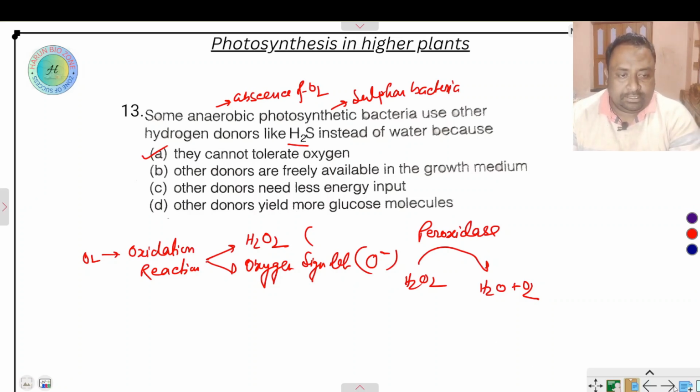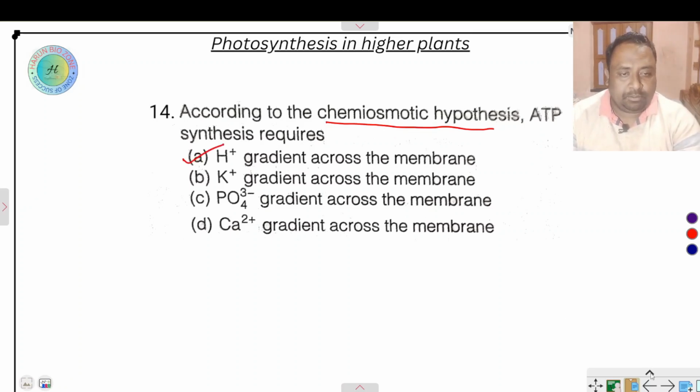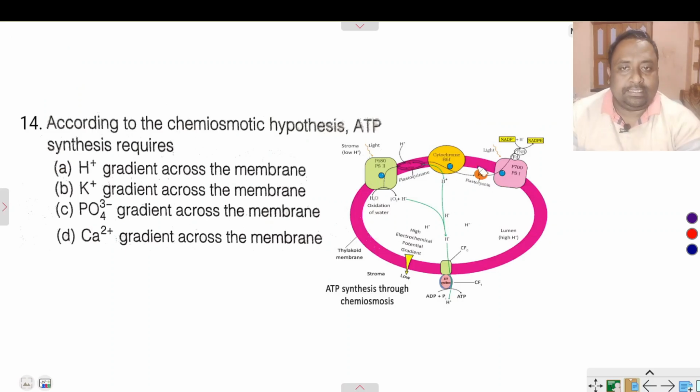Next question is, according to the chemiosmotic hypothesis, Peter Mitchell proposed this. ATP synthesis requires H plus gradient across the membrane. A is the correct option. Let me explain with proper diagram. This is the thylakoid membrane.